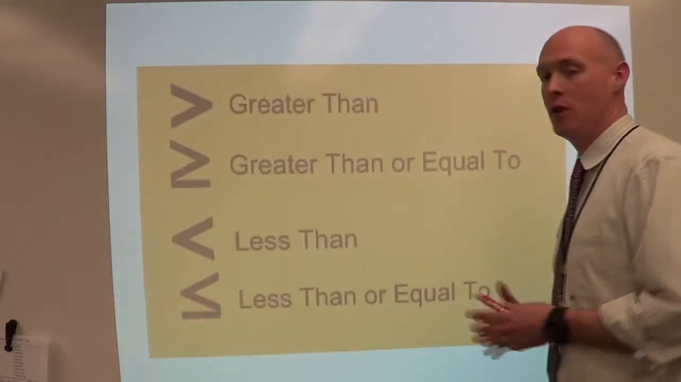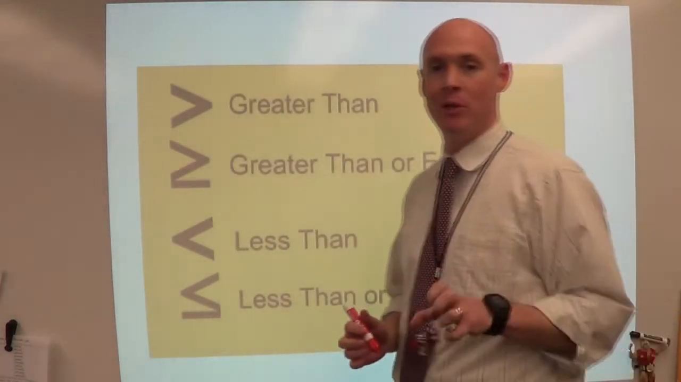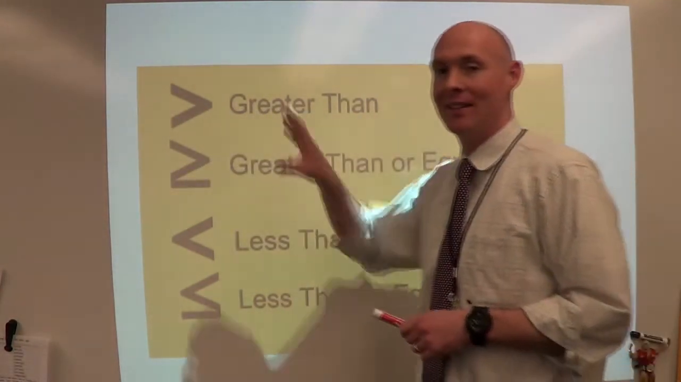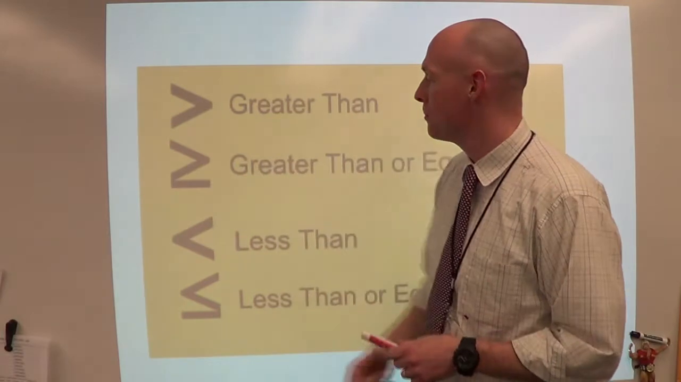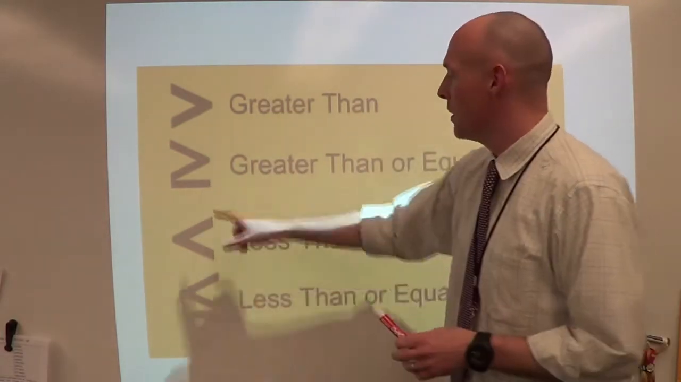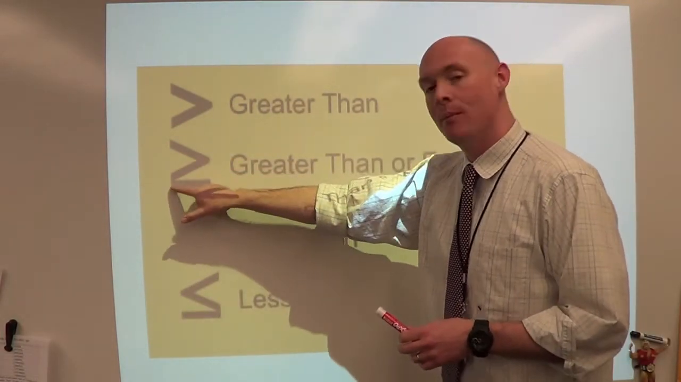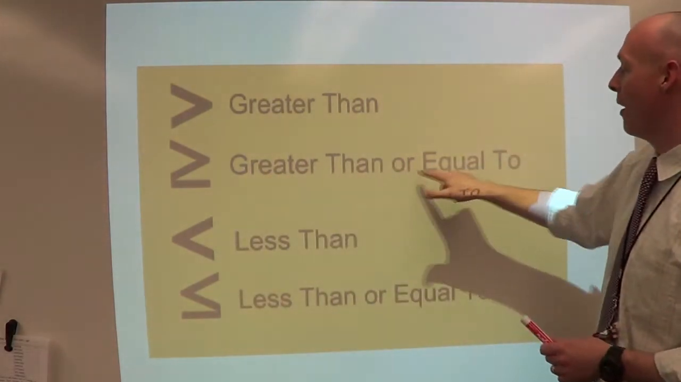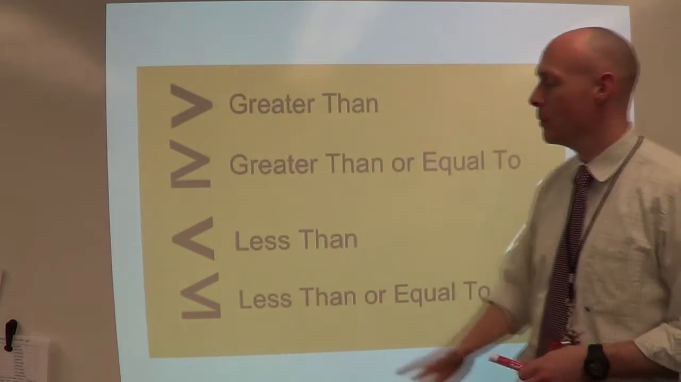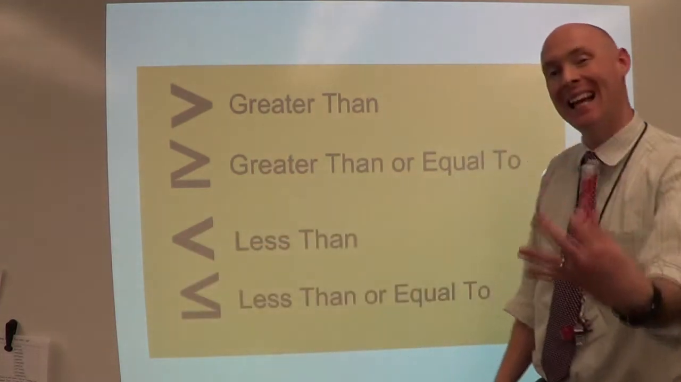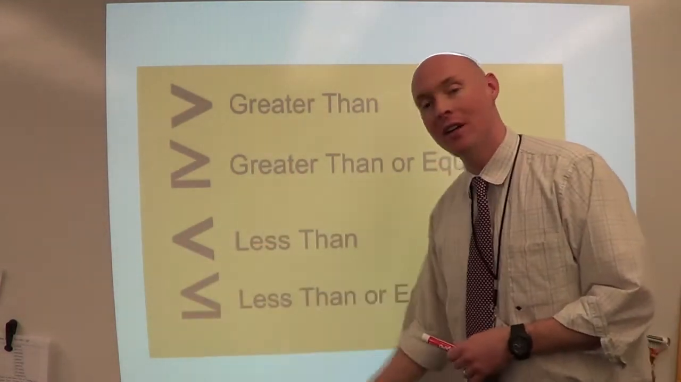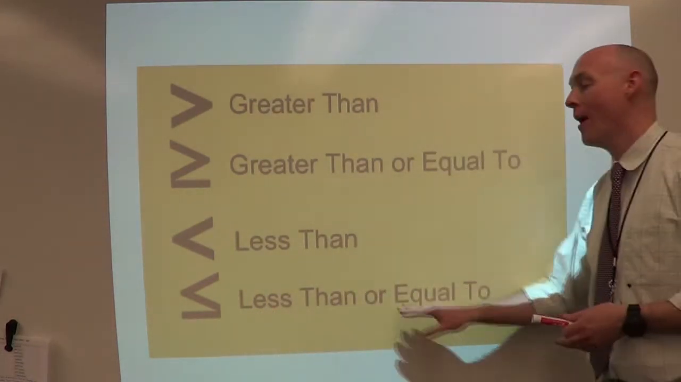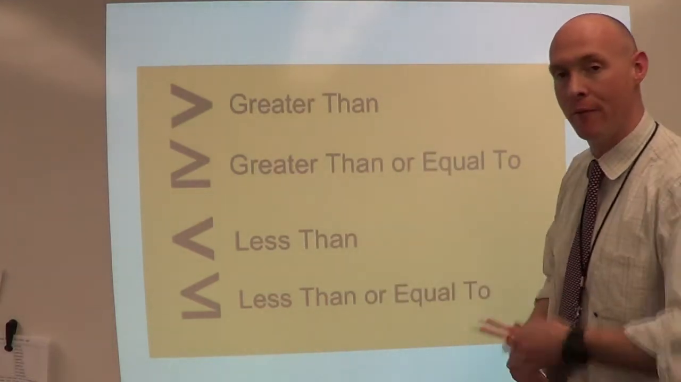This is probably a review for you with a couple new twists. Of course, this symbol right here is read greater than. It's the alligator chomping that way. But this one might be new to you. It's the greater than symbol with a line underneath it. And how that's read is greater than or equal to. This right here is a review, less than, and then with the line underneath it is read less than or equal to.